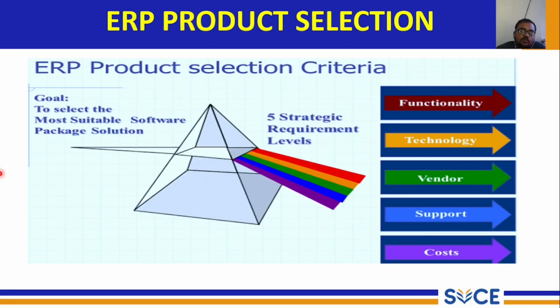So how do you select this product? The product selection criteria for ERP is, the ideal aim, of course, is to select the most suitable software for the package solution. But these are the 5 different requirements or levels through which you will be able to select the ERP module. First thing is, you look up to its functionality, how much of varied function it is able to provide, and the technology in which it is used, whether the technology is going to be obsolete or whether the technology can be upgraded for the next few years is what you need to look up for.